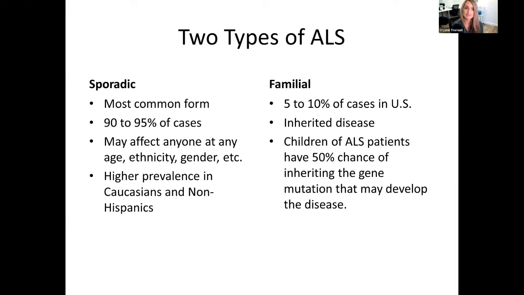And then more commonly is sporadic, which just means we don't know where it comes from. It can affect anyone of any age. And that's up to 90 to 95% of all cases. And so while certain age groups are more common, it can really affect any of us, which means it's important for any of us to know about.